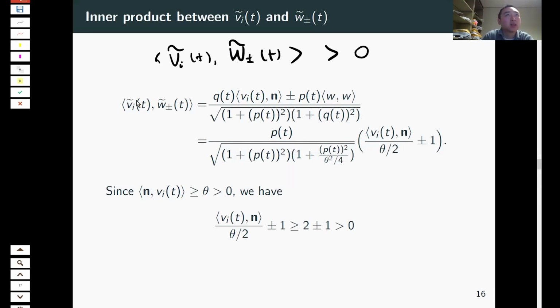Okay, now we can just compute the inner product. It will be something positive times this. This is a VI of n, because when n there, over theta over 2 plus minus 1. And since the numerator is greater than theta, and we have this first term is greater than 2, and now 2 plus minus 1 is always positive. Okay, so that's what we did for the second part of the inner products, but combine them all, we have proved this proposition.